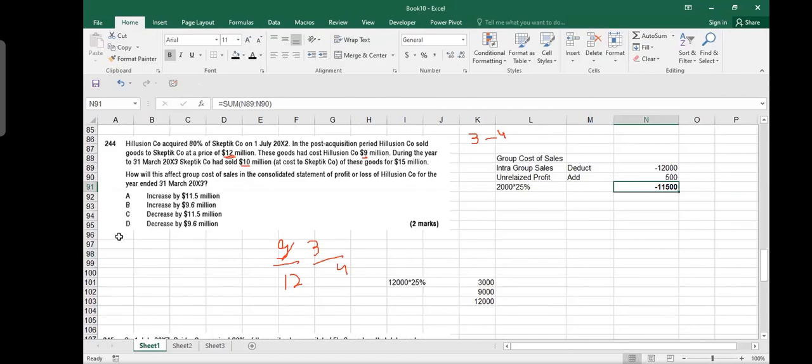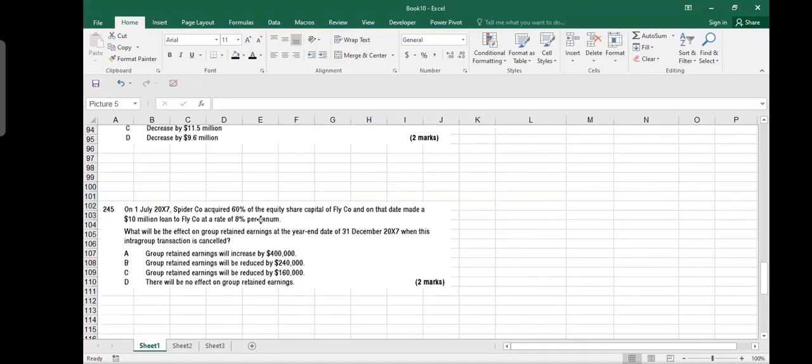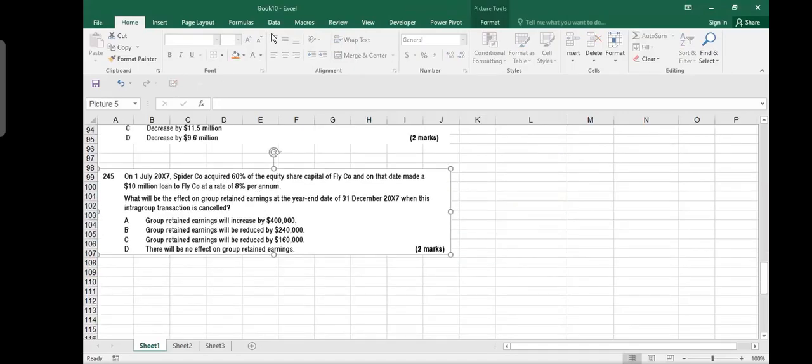A reduction of 11.5 million decrease, because this intragroup sale will decrease cost of sale, because the formula was minus intragroup sales plus unrealized profit. So it is better to put signs properly. We should say that group cost of sale will decrease by 11.5 million. Then comes 245. What is the requirement?